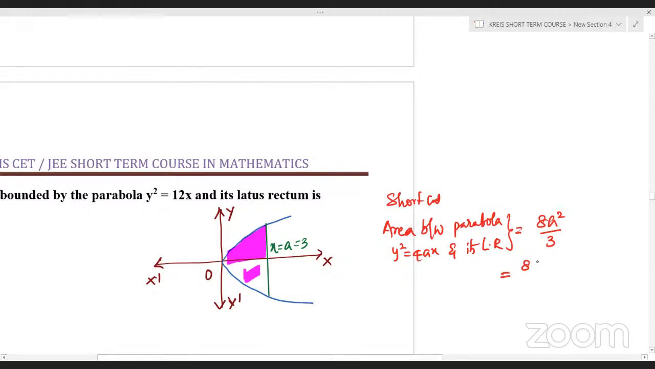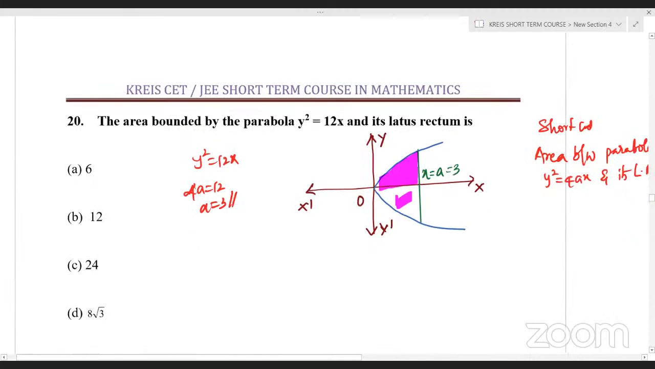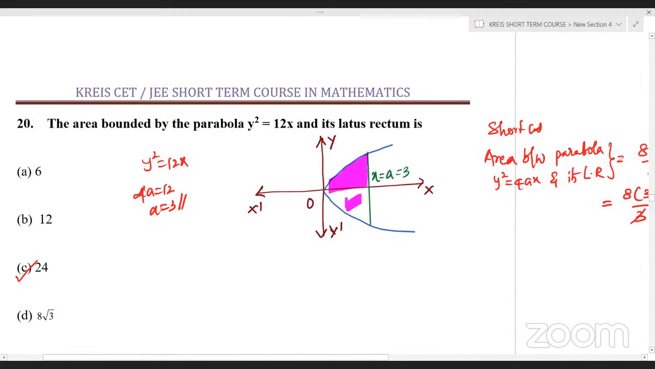So it is 8 into a square. A square ಅಂತಂದ್ರೆ it is going to be here. So y squared is equal to 12x ಇದೆ. So you are having 4a is equal to 12. A is going to be 3. Now from this one 8 into 3 square divided by 3. So 3 gets cancelled. So it becomes 24 ಬರ್ತಾ ಇದೆ ನೋಡಿ. ಸರಿಯಾದ ಉತ್ತರ it is going to be 24 square units. Option C is going to be the right answer for this.